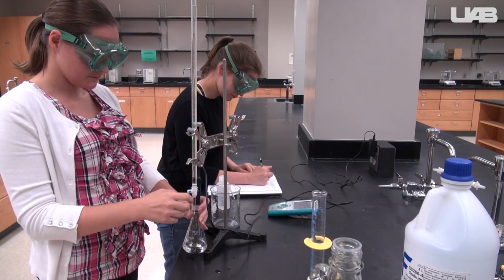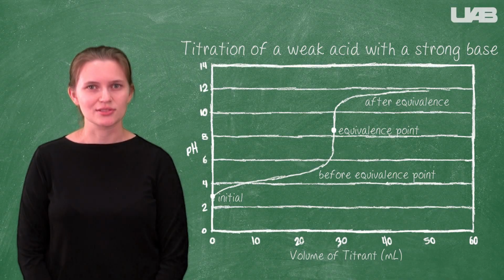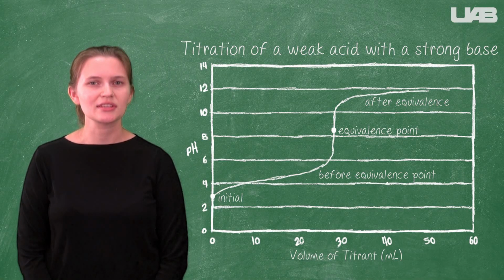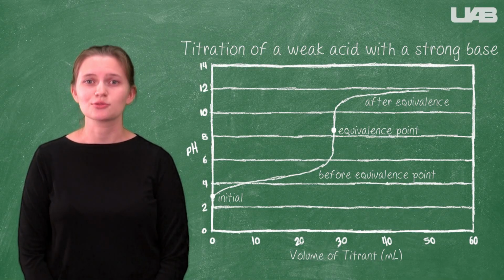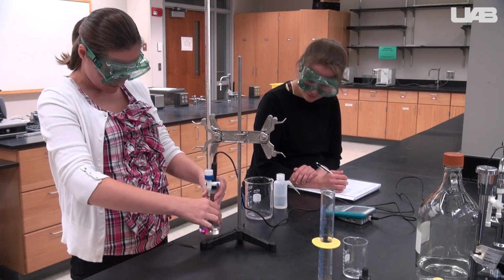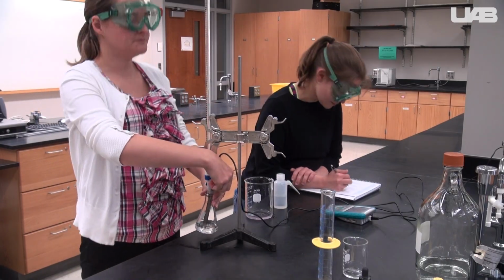If you look at the titration curve for a weak acid being titrated with a strong base, you can see that the pH increases steadily until the equivalence point, where it changes rapidly. Once you see that you are nearing the equivalence point, you should take pH measurements along much smaller volume increments.